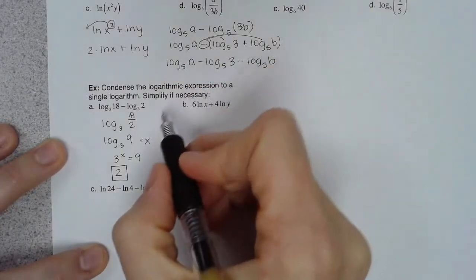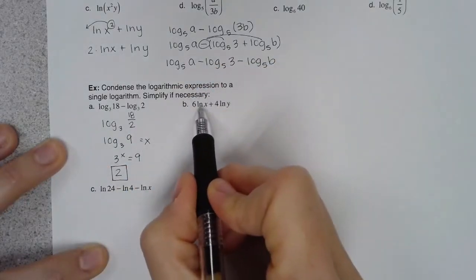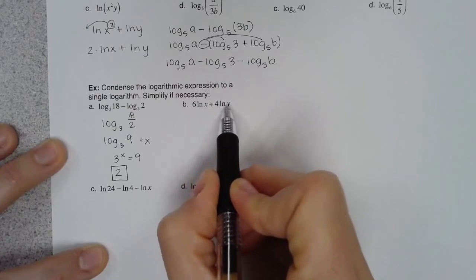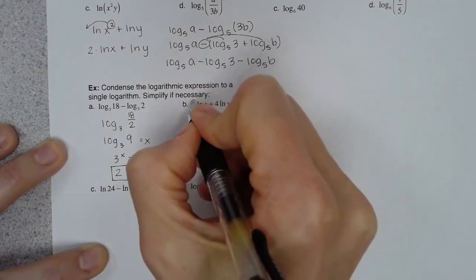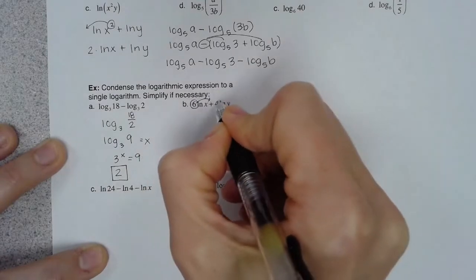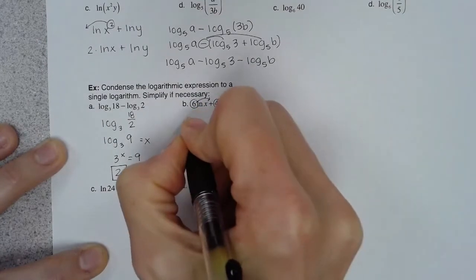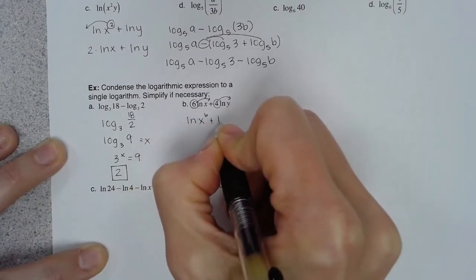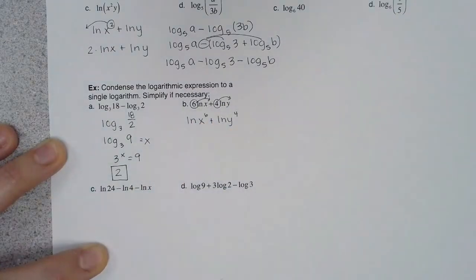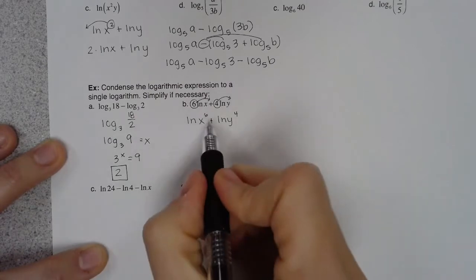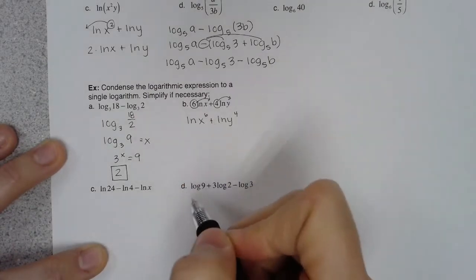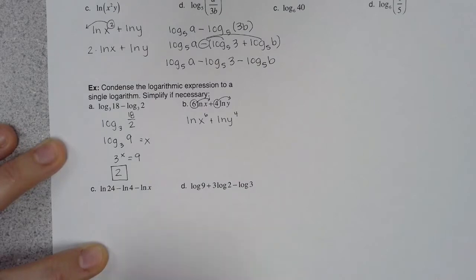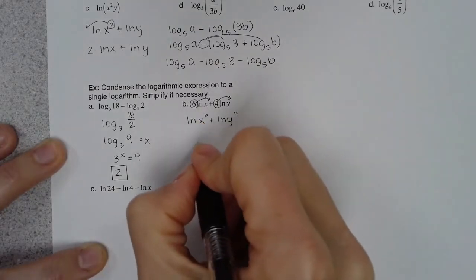Let's see. On this one, we're going to condense it, 6 times the natural log of x plus 4 times the natural log of y. So I'm going to start by putting the exponents back where the exponents would go. So it's going to be ln of x to the 6th plus ln of y to the 4th. And so by putting the exponents back where they go, that's going to allow us to finish simplifying this one. Remember that addition becomes multiplication when you condense. You're just doing the backwards of what we did up above in the previous example.